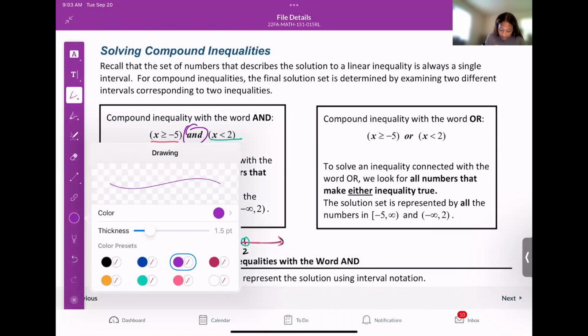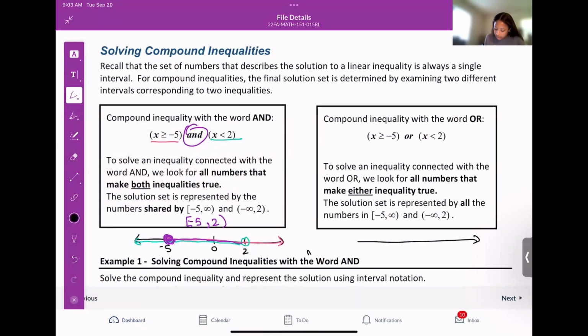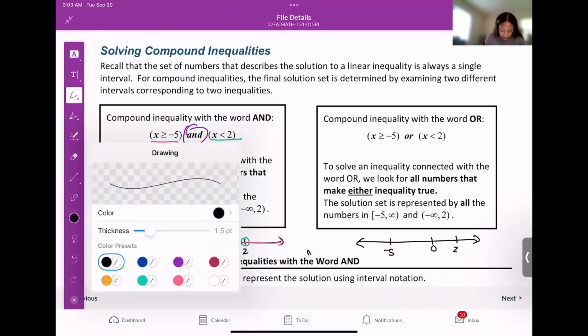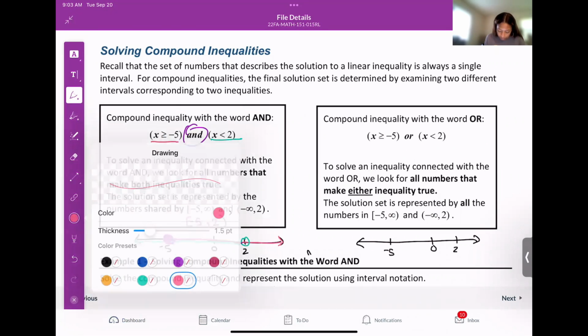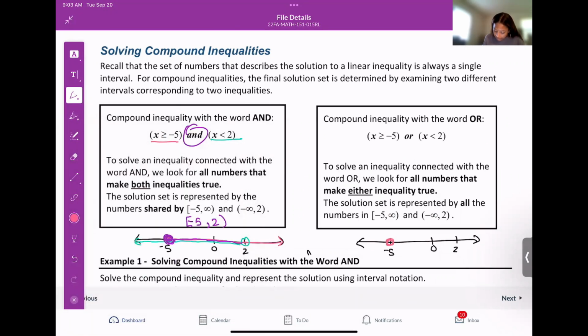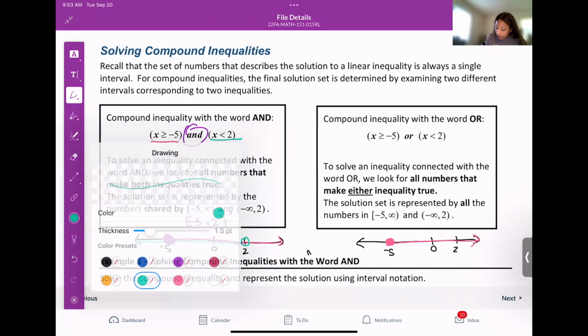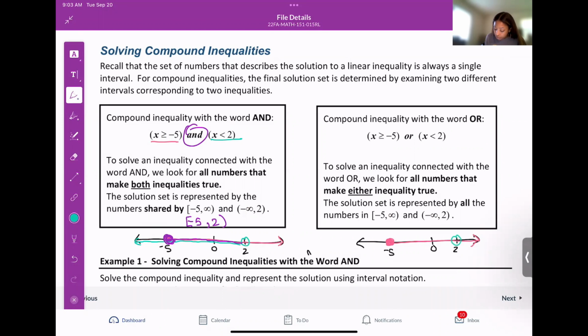So looking at that again, I'll use the pink. It can't stick to my same colors. Let's see. So we had our -5, our 0, our 2. For the -5, we said, boom, that's this. So all of these numbers from -5 all the way to infinity have to be included in the solution because they satisfy the first part. And all of the numbers from -infinity to 2 would also be included in the solution.